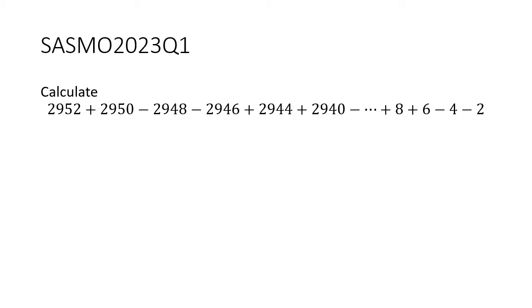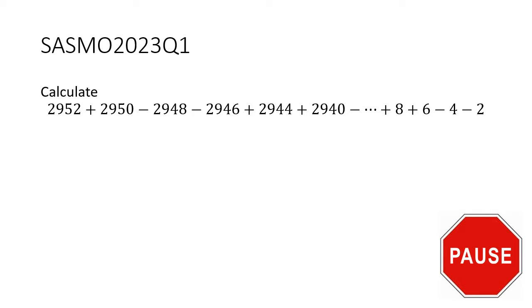Question number 1. Calculate this alternating sum. So it's 2,952 plus 2,950 minus 2,948 minus 2,946, and this continues all the way to minus 4 minus 2. Pause the video here and give this question a good try.